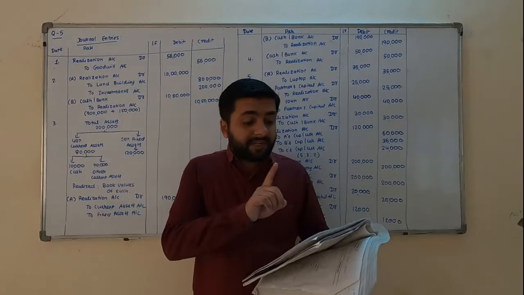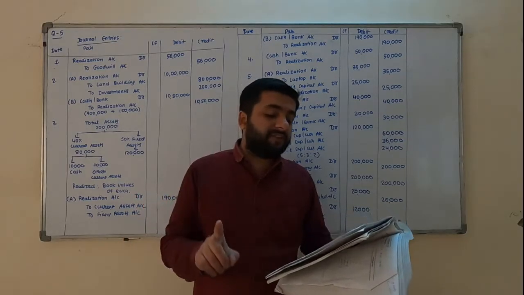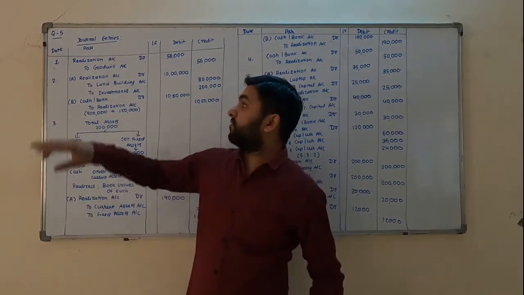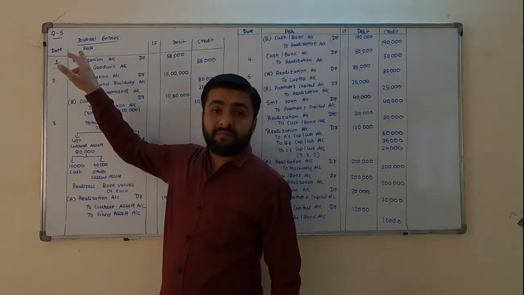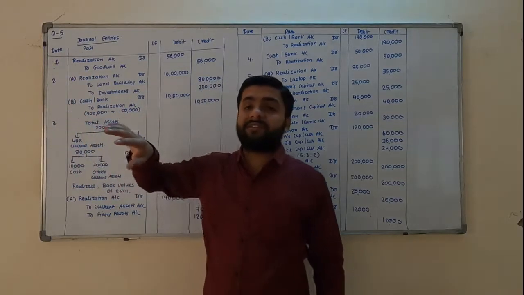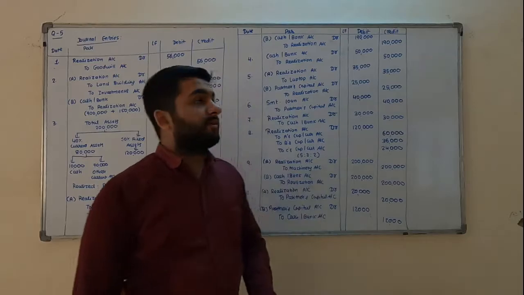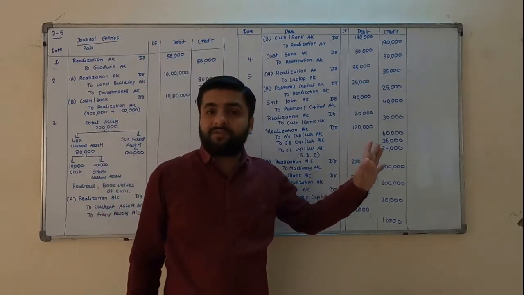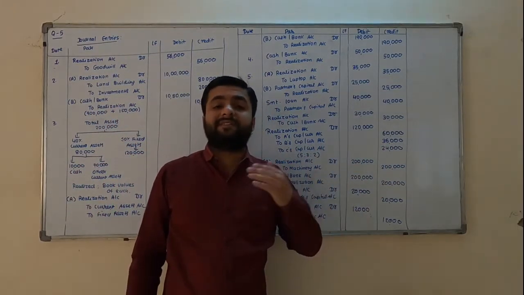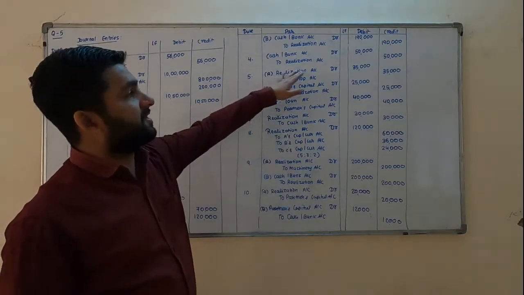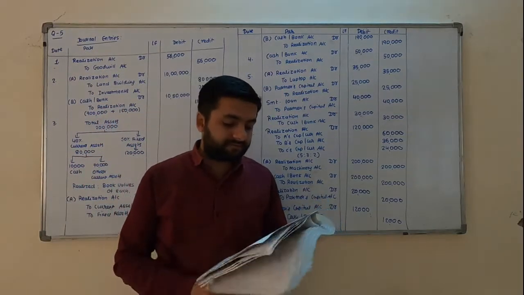Next, goodwill is not disclosed in the books, but 50,000 is realized. In the earlier case, goodwill was disclosed in the books but no amount was realized, so we only had to close the goodwill. Now here goodwill is not disclosed in the books, so it is an unrecorded asset. Still the cash is received from them, so cash bank to realization 50,000.